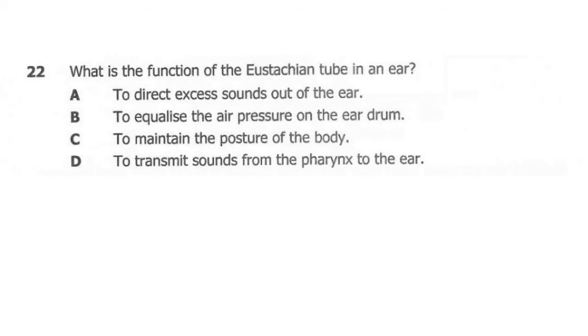Question 22. What is the function of the eustachian tube in an ear? A. To direct excess sound out of the ear. B. To equalize the air pressure on the eardrum. C. To maintain the posture of the body. D. To transmit sounds from the pharynx to the ear. What's the answer? Is it A, B, C, or D? Drop your answer in the comment section.